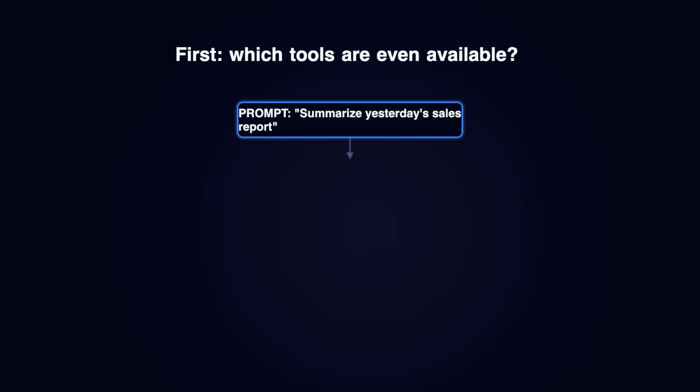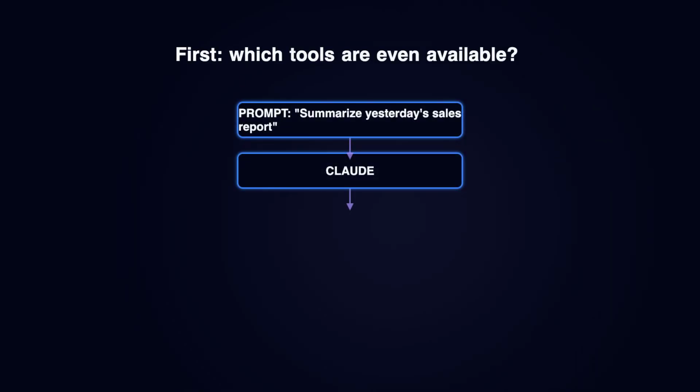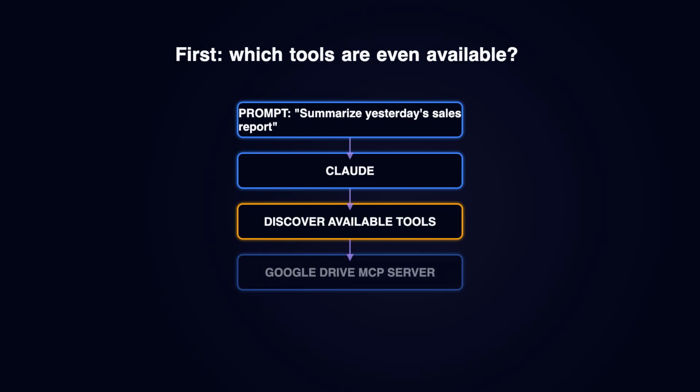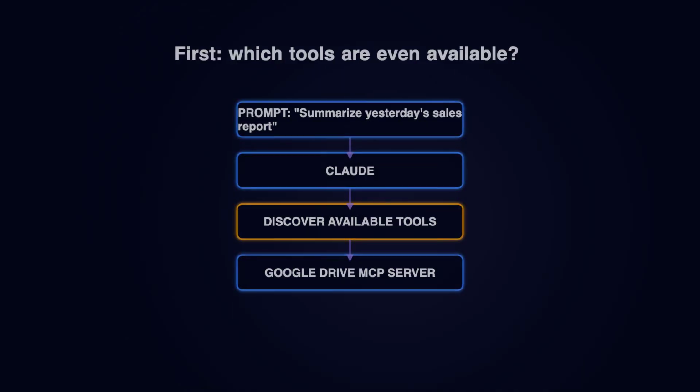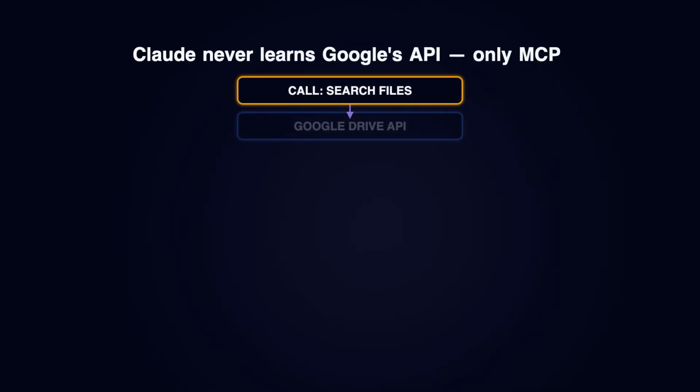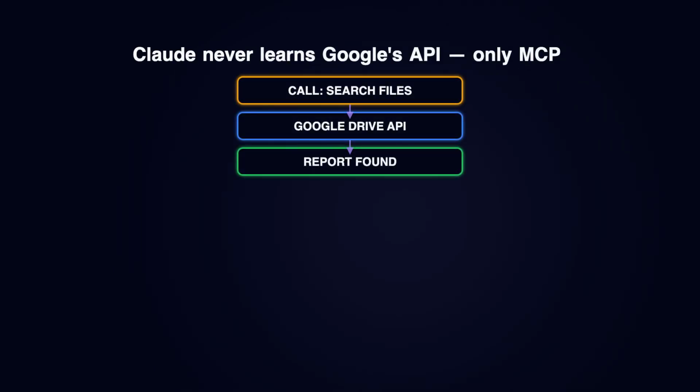Let's see a real example. Suppose you ask Claude, find yesterday's sales report in Google Drive and summarize it. Here's what happens behind the scenes. First, Claude asks the MCP client which tools are available. The client checks all connected MCP servers. The Google Drive MCP server responds, I can search files, read documents, and download files. Claude decides to use the search files tool. It sends a request through MCP.